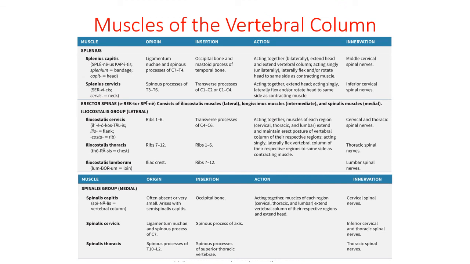So here's a quick rundown of the origins and insertions of each of the sections of the paraspinal muscles. If you go by the name of the muscle, that'll give you a clue as to where they're innervated from. In this case, if you're talking about a cervicis or a capitis muscle, they're going to be innervated by the cervical spinal nerves. If you're talking about thoracic muscles, again, innervated by thoracic spinal nerves. The lumborum, of course, would be the lumbar spinal nerves as well.